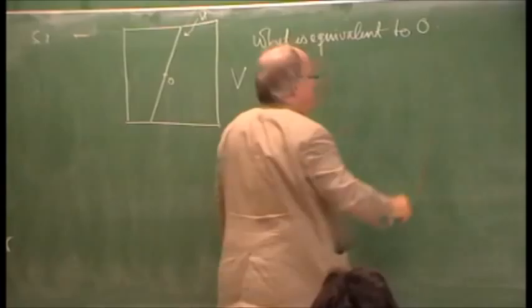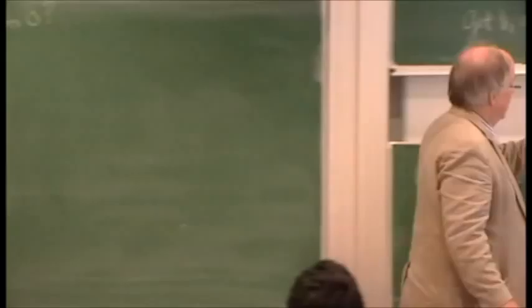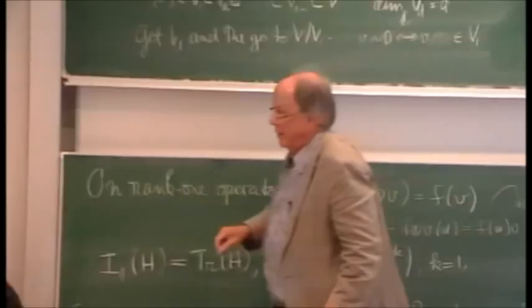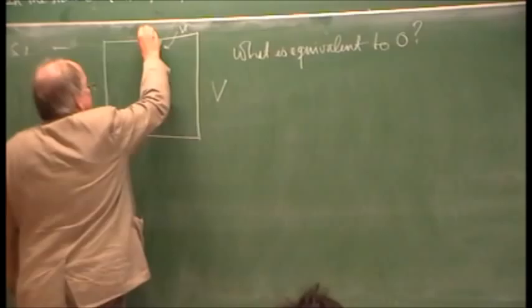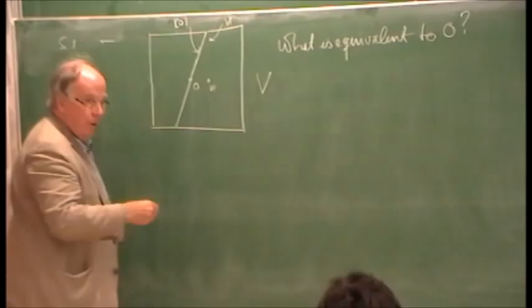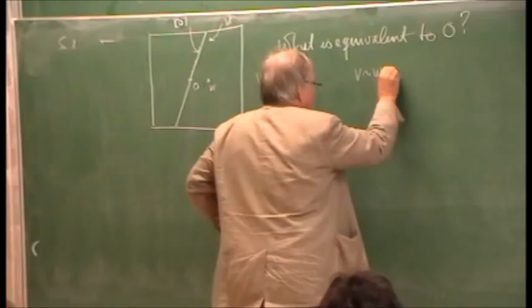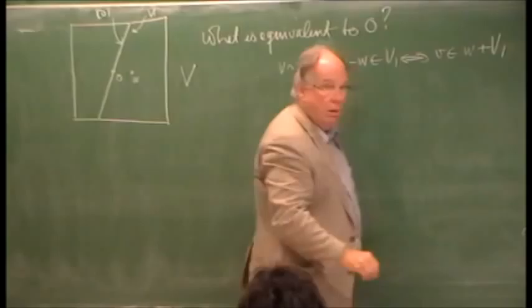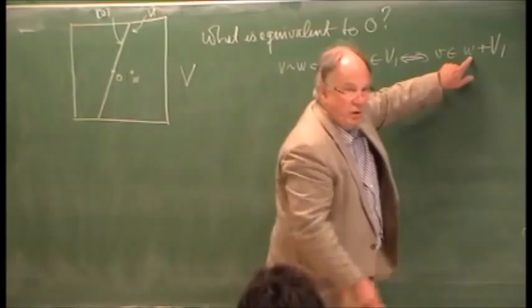Where's the definition? Here. In other words, what's equivalent to, if I put here zero, yeah, it just has to be in V1. Okay, you know the equivalence class, it has something like this. What's equivalent to a point W here? Well, look what's happening. V is equivalent to W means V minus W is in V1, means V is in W plus V1. Right? V minus W in V1 means V is in W plus everything you can get by V1.